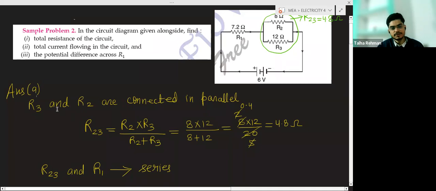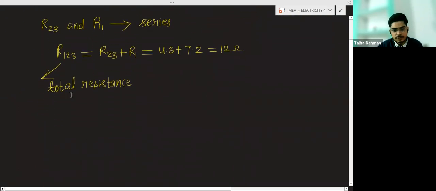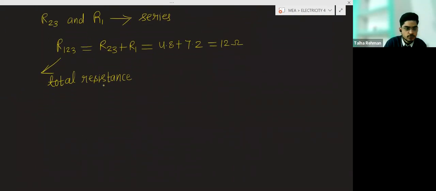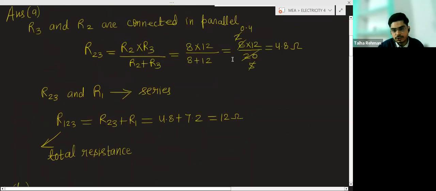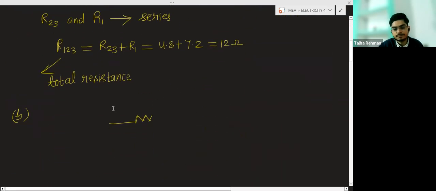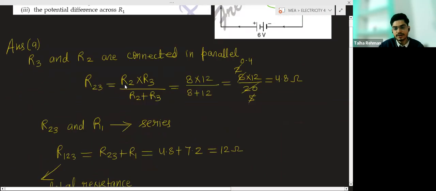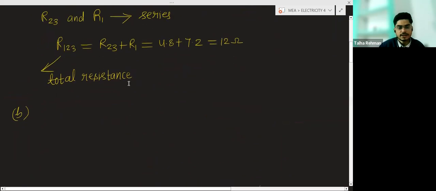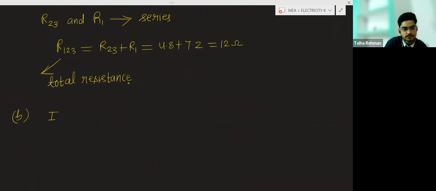Now after this, the question becomes very easy. This is the total resistance. For answer number B, they are asking the total current in the circuit. So I is the total current. I is equal to potential difference divided by the total resistance, so potential difference V and total resistance R123.